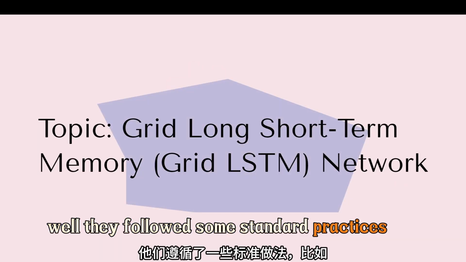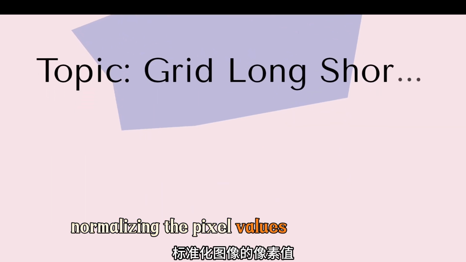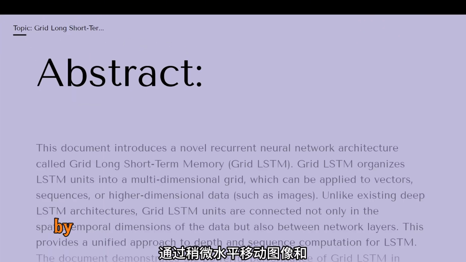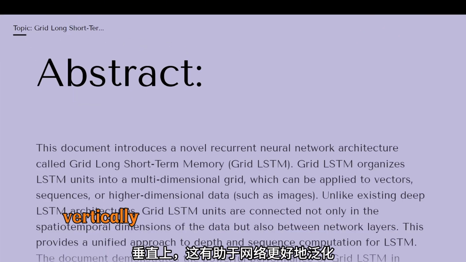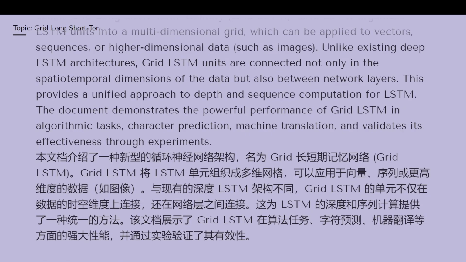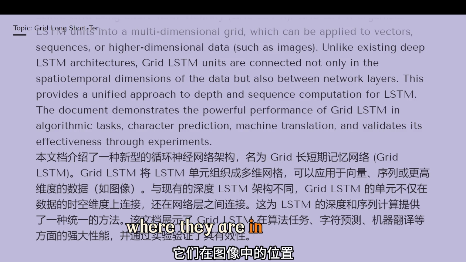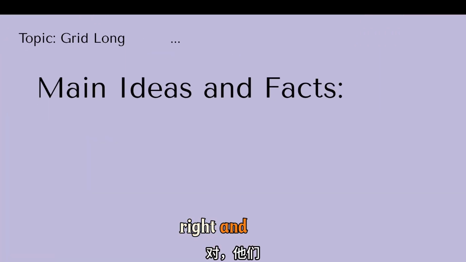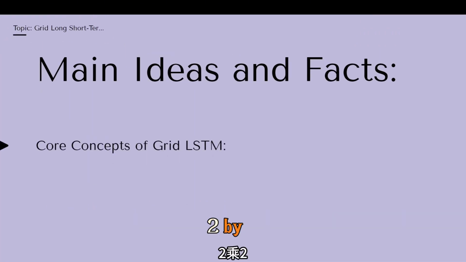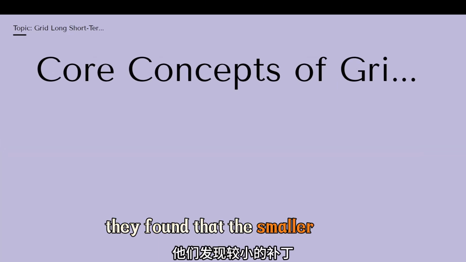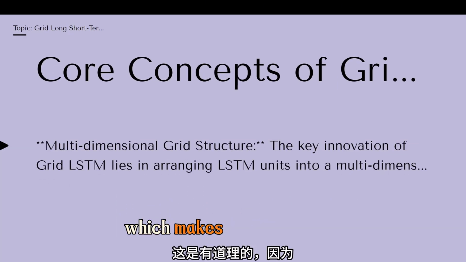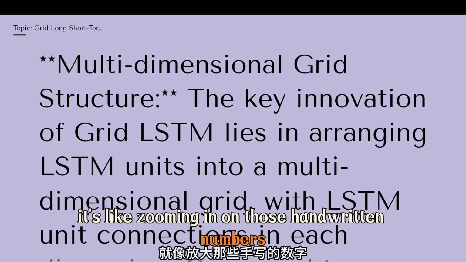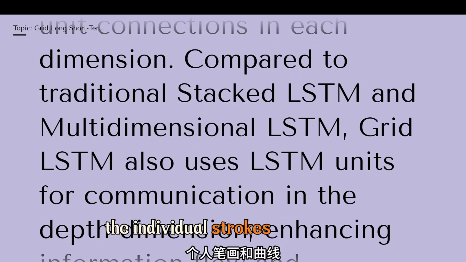Well, they followed some standard practices, like normalizing the pixel values of the images and using data augmentation to create more training examples. By slightly shifting the images horizontally and vertically, this helps the network generalize better, so it can recognize digits no matter where they are in the image. So they're making sure the network doesn't get confused by small variations in the data. Clever. Right, and they experimented with different patch sizes, using both 2x2 and 3x3 patches. They found that the smaller patch size worked a bit better, which makes sense because smaller patches let the network see finer details of the digits. It's like zooming in on those handwritten numbers so the network can really analyze the individual strokes and curves.